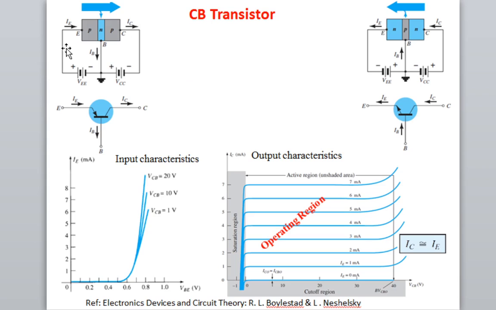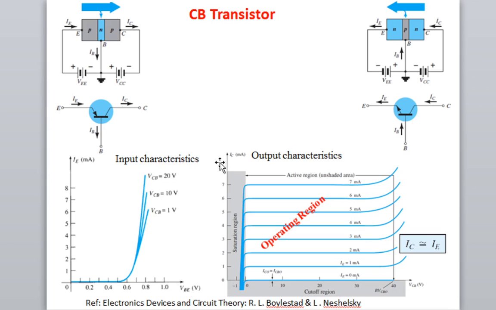So if you plot a curve between VBE and IE, that is called the input characteristics, and if you plot a curve between VBC and IC, then that is called the output characteristics. Here I have shown the input and output characteristics. You might have learned this in your previous class.